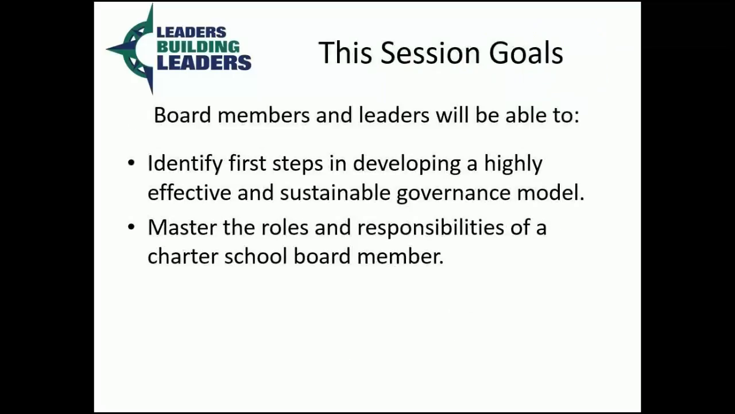Let's get started. This session's goals: you will be able to identify the first steps in developing a highly effective and sustainable governance model, and you will master the roles and responsibilities of a charter school board member.